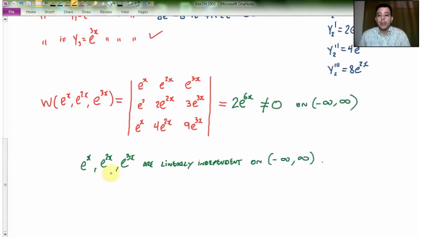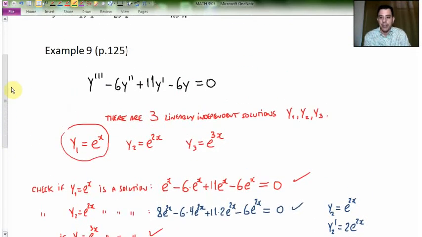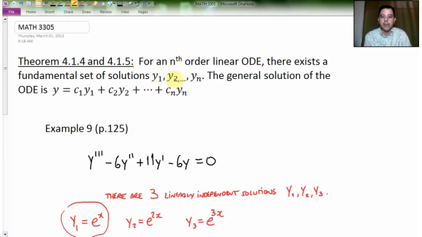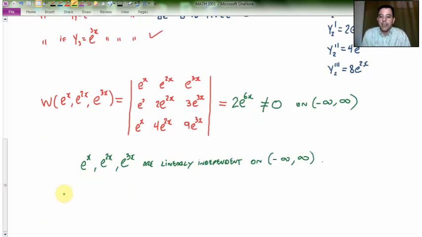So good. Because we found three linearly independent solutions, well, we didn't find them, they gave them to us, and the theorem says that if we have n of them, or three of them, since it's third order, that means they form a fundamental set of solutions. So this set here, e^x, e^2x, e^3x, is a fundamental set of solutions.